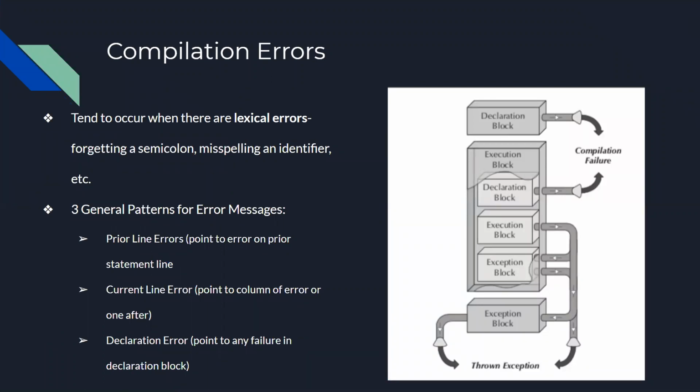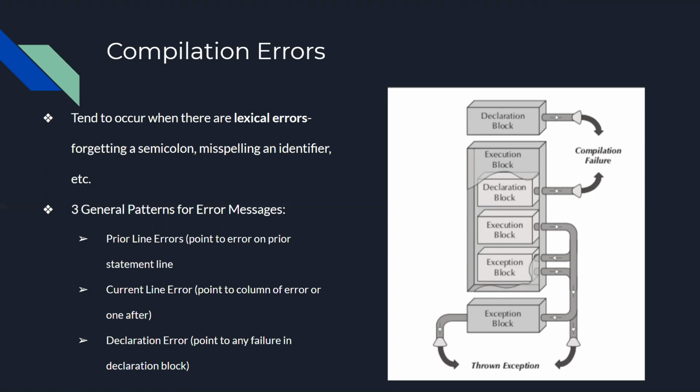These are generally typing errors and they tend to occur when there are lexical errors, like forgetting a semicolon, misspelling an identifier, etc. There are three general patterns for error messages, which are the following. Prior line errors, which point to an error on the prior statement line. Current line errors, which point to the column of the error or one after. And declaration errors, which point to any failure in the declaration block.